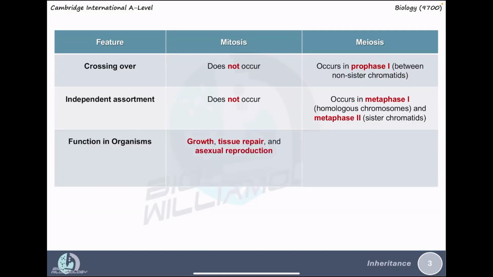What are the functions of mitosis in an organism? It is generally involved in growth, tissue repair, as well as asexual reproduction. Another one that we can include is during immune responses, where clonal expansion takes place through mitosis. For meiosis, the function is generally to produce gametes, either male gametes, sperm cells, or female gametes, for sexual reproduction. As well as production of gametes, meiosis introduces genetic variation.